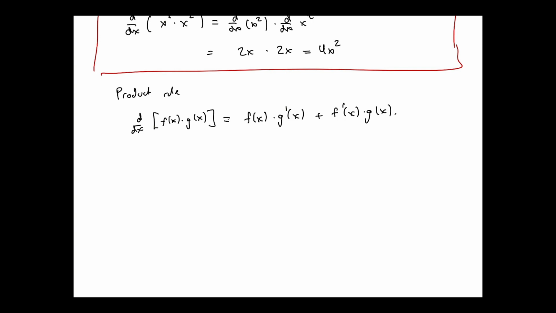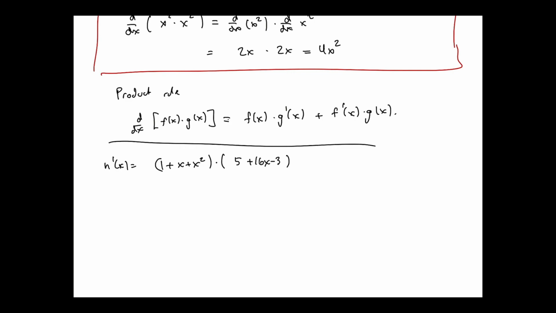I've got two horrible looking polynomials, right? And I'm defining their product to be h of x. So the derivative of that is the first thing times the derivative of the second thing. What's the derivative of the second thing? 5 plus 16x minus 3x squared. Let me make a little bit more room there.